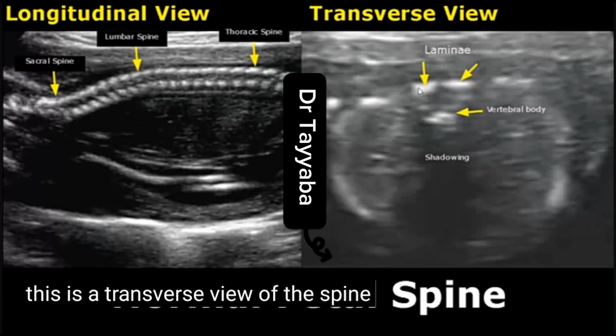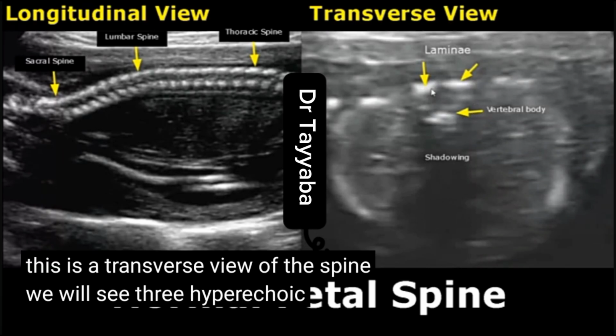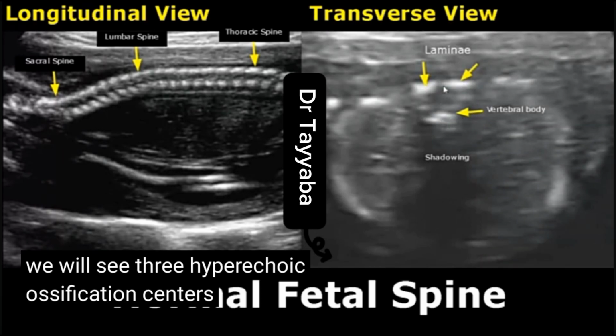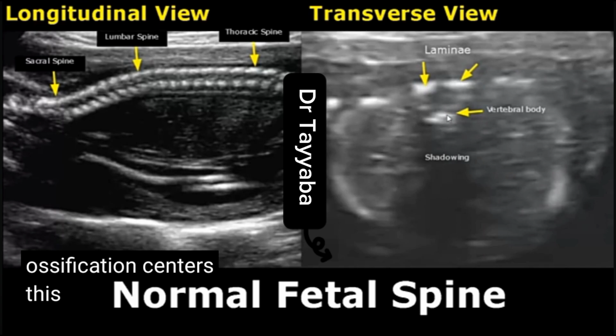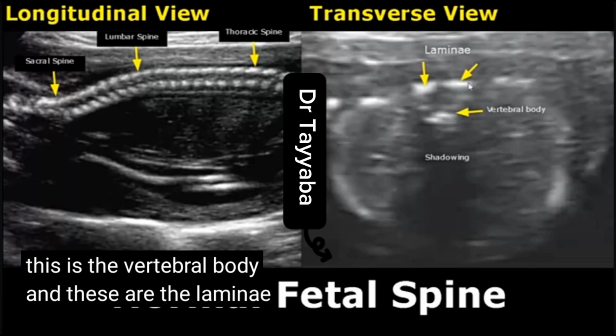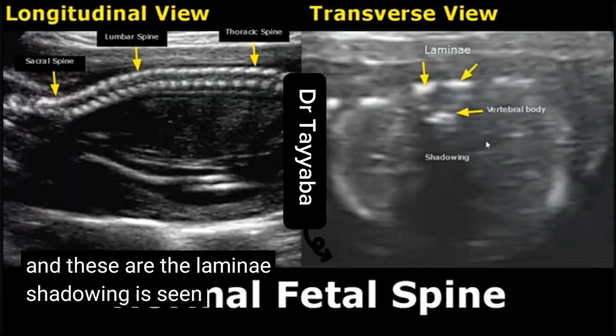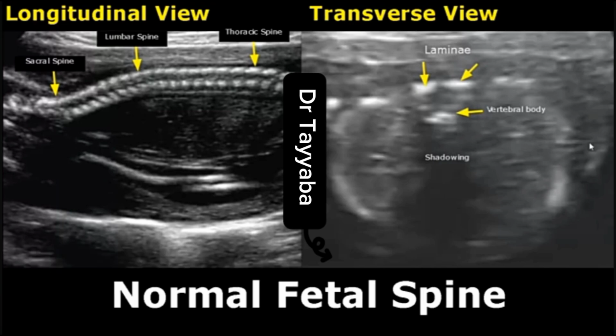This is a transverse view of the spine. We will see three hyperechoic ossification centers. This is the vertebral body, and these are the laminae. Shadowing is seen in front of the spine.